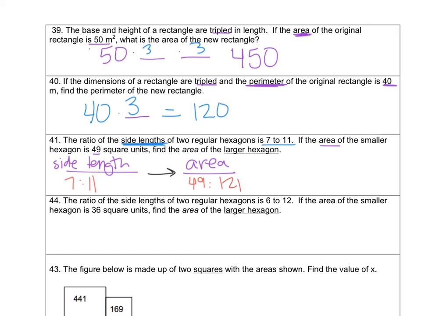Okay, go back to your problem. It says the area of the smaller is 49. Does that match our information? Yes, it does. So what is the area of the larger one? Well, what's the area of a larger figure? 121, and that's your answer.